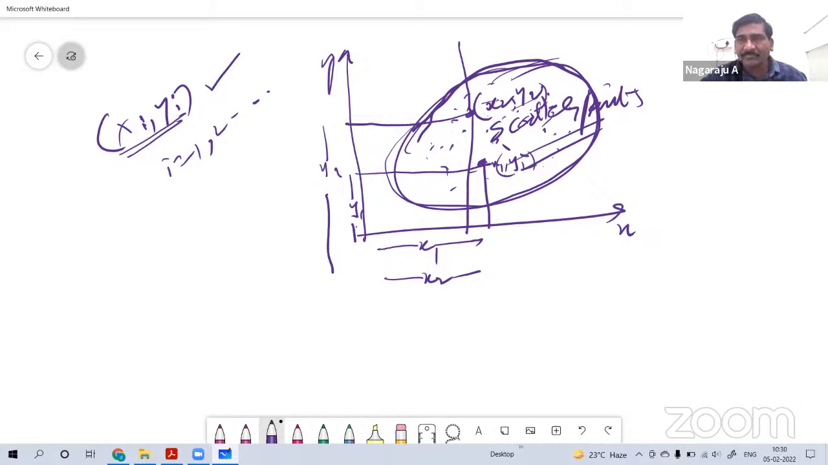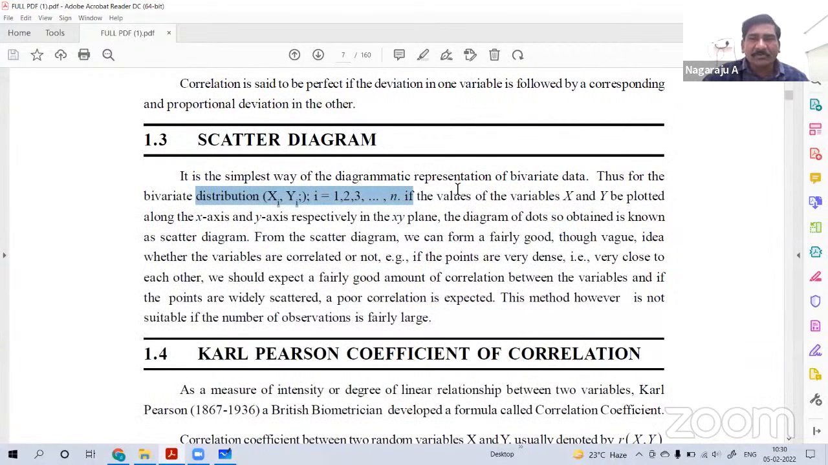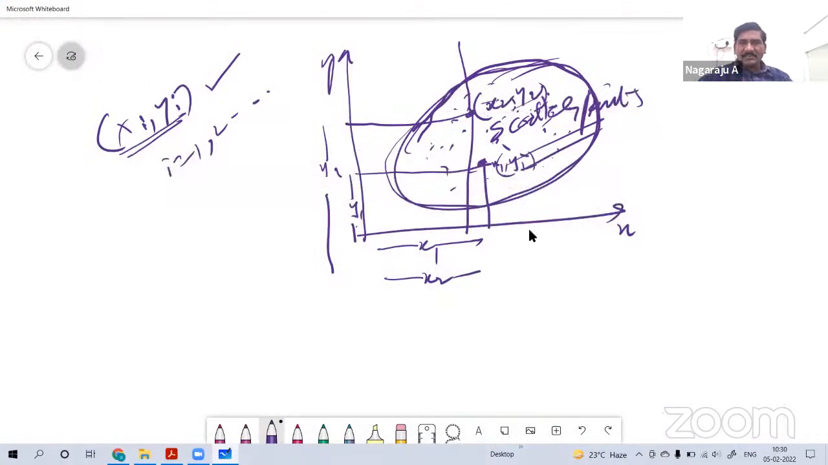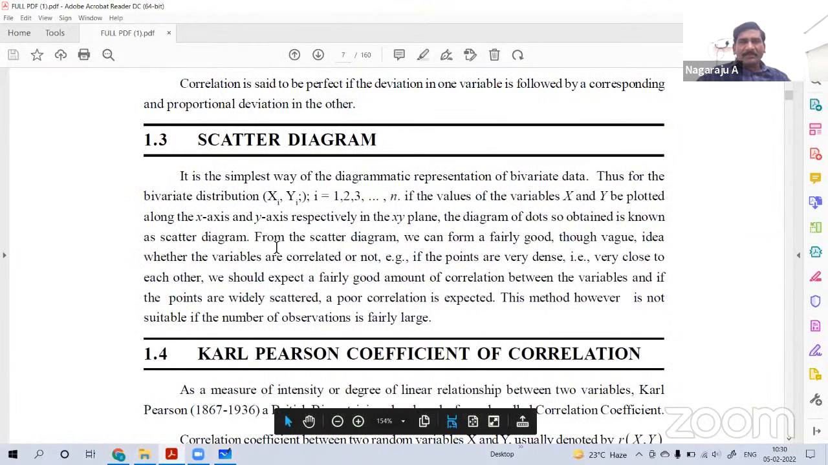In this scatter diagram and scatter points, I am representing x and y. This is called a bivariate distribution. Bivariate means it involves two variables, x and y, plotted along the x-axis and the y-axis, so that it is called the xy plane. Here you can see the xy plane, and that is called a scatter diagram.